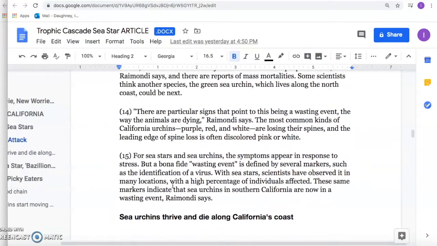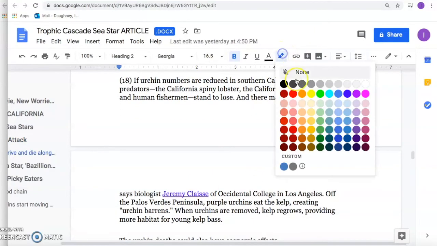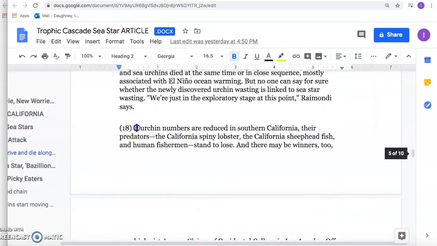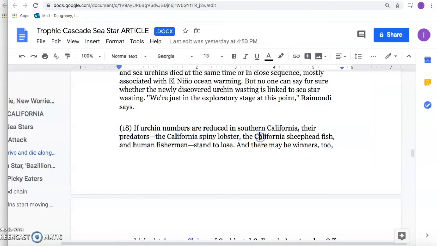But it's got a lot of great information. So you have a copy of this, so you can go ahead and highlight anywhere that you want, okay? So don't hesitate to do that, all right?